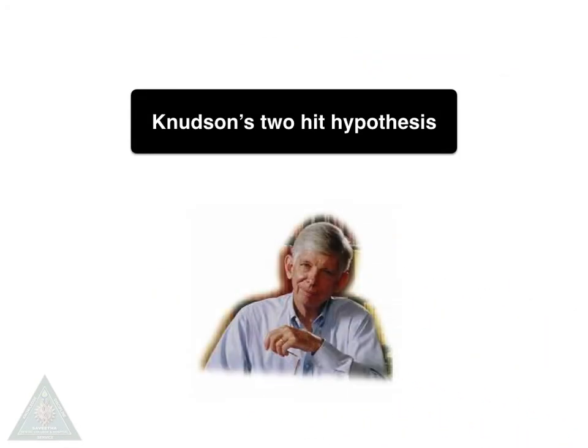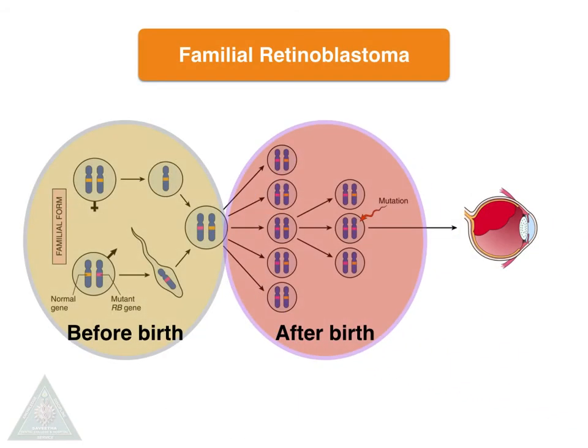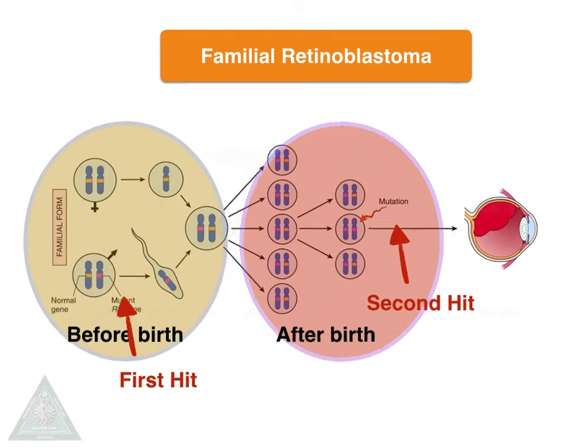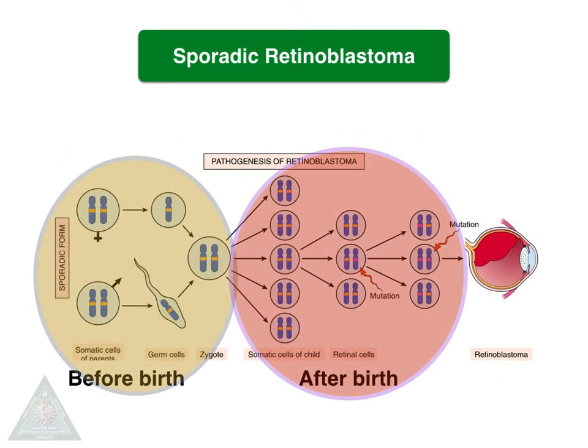This RB gene follows a two-hit hypothesis called Knudson's two-hit hypothesis. According to this hypothesis, both normal alleles should be inactivated for the development of retinoblastoma. In familial retinoblastoma, the first hit is inherited and present in all the somatic cells, whereas the second hit is seen due to point mutation in retinal cells after birth. In sporadic retinoblastoma, both mutations in the RB gene are acquired in the retinal cells after birth.